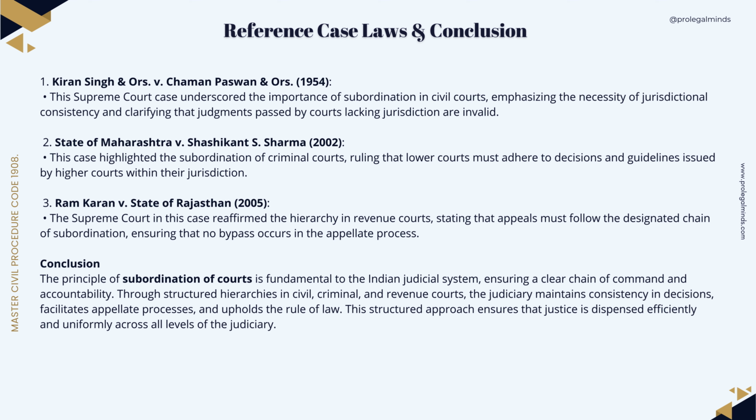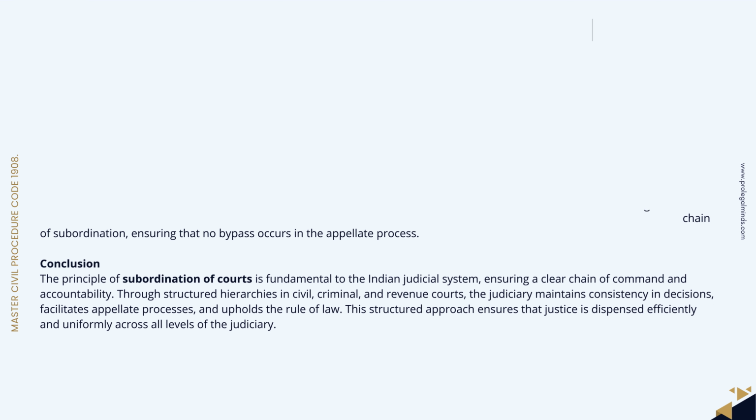Conclusion: the principle of subordination of courts is fundamental to the Indian judicial system, ensuring a clear chain of command and accountability. Through structured hierarchies in civil, criminal, and revenue courts, the judiciary maintains consistency in decisions, facilitates appellate processes, and upholds the rule of law. This structured approach ensures that justice is dispensed efficiently and uniformly across all levels of the judiciary.